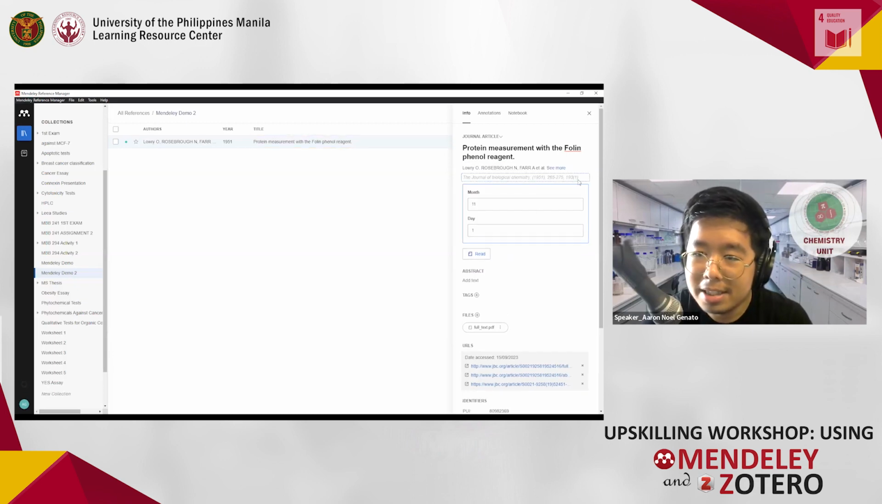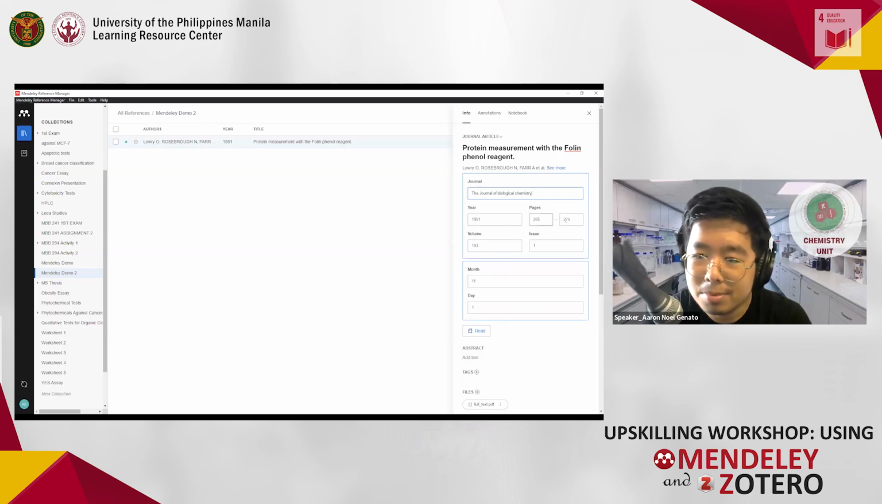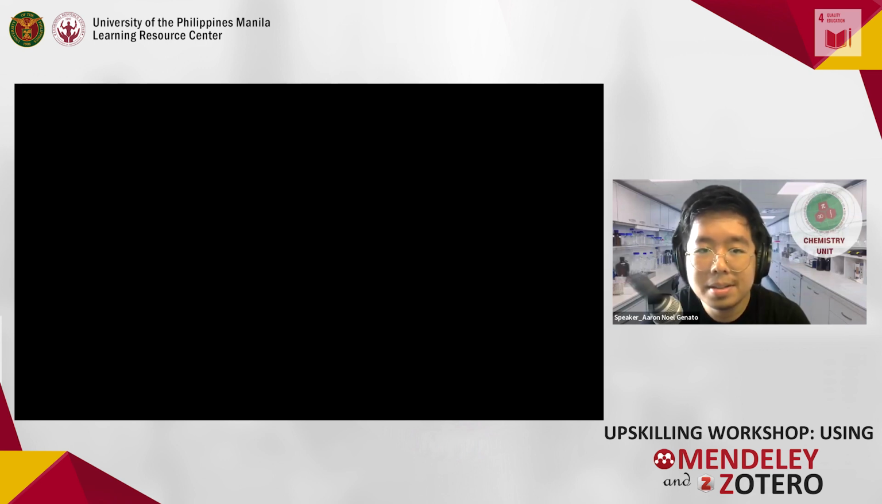Nakalagay din dito yung date as well as year and what pages you accessed. Kung ano yung volume and issue. Okay? Because our referencing management software already has a database of all of this. Okay? So, mas madali na niya ma-access yung mga citation information for it. Okay? So, let's try another one and hopefully hindi na siya magka-error ngayon. Let's go get a book naman.